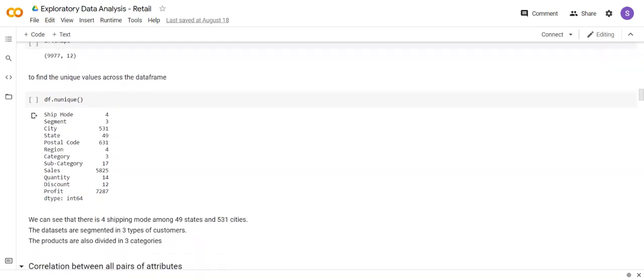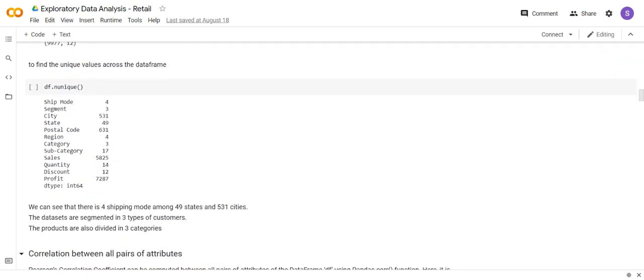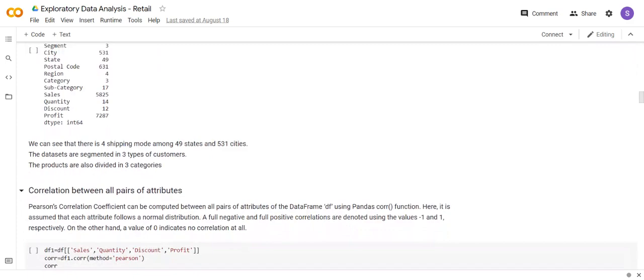Now we are checking how many unique items there are. As we can see in the ship mode, there are 4 types of shipping modes we are using. 3 segments, so the customers are segmented in 3 types. Cities, it's 531 cities in 49 states and 4 regions. The products are categorized in 3 categories, and from those categories they are subcategorized into a total of 17. Then there come sales, quantity, discount, and profit.